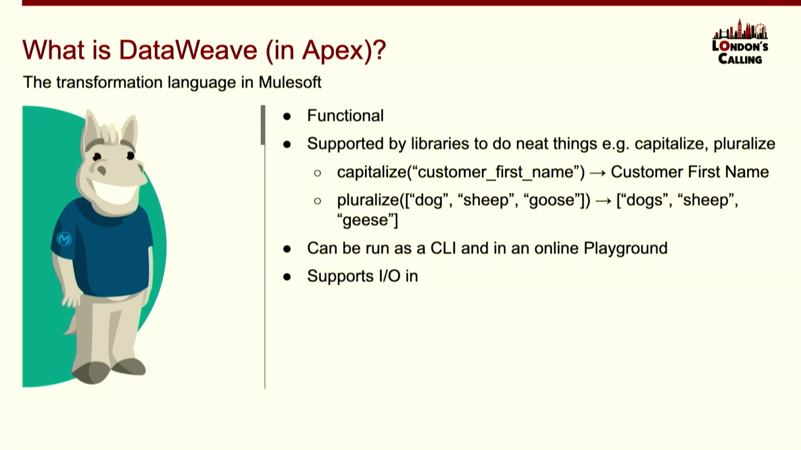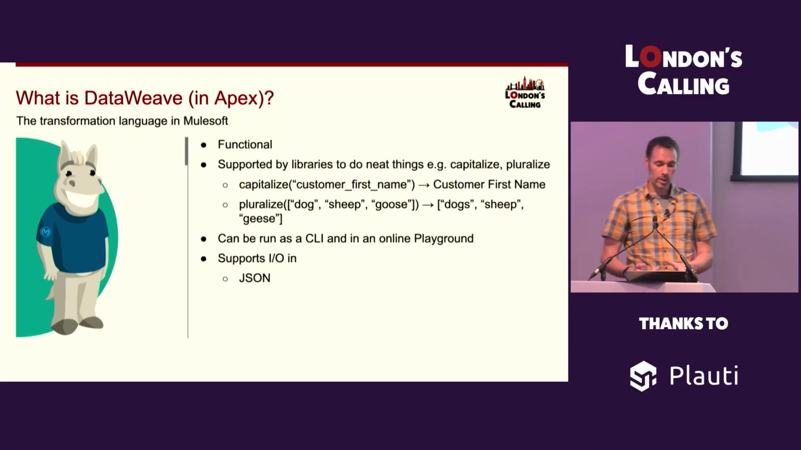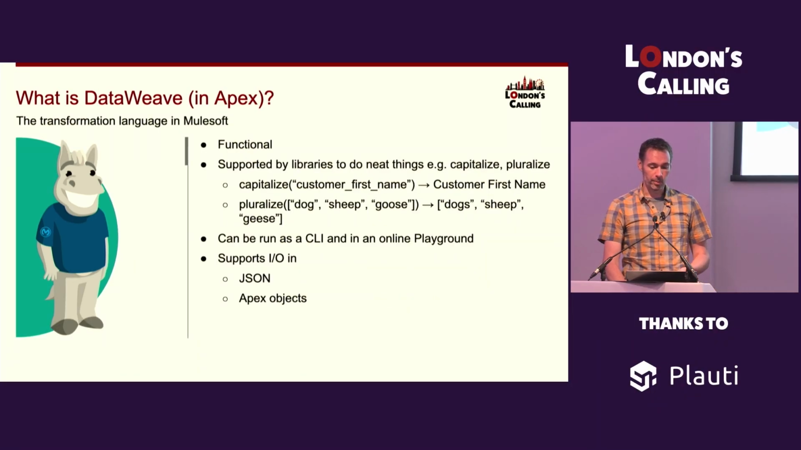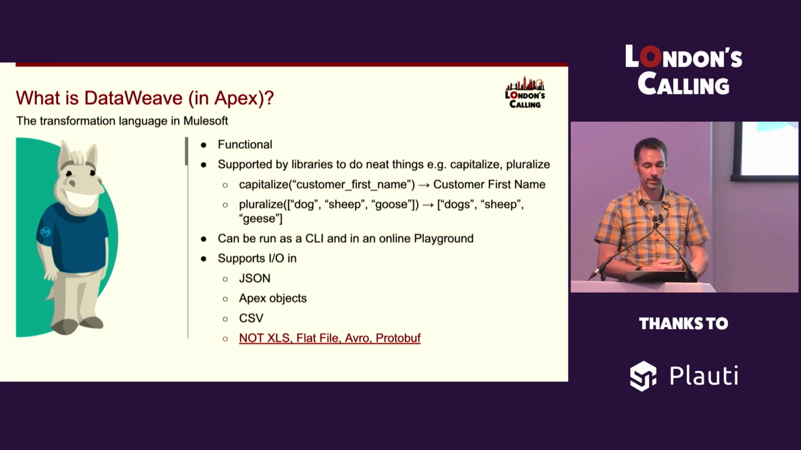It supports I/O in a whole number of formats, and this is one of the things that Apex programmers love about it. So we can work directly with JSON, we can work with Apex objects, so if we have a list of records, we can just send them straight to DataWeave and it can manipulate those, and it can handle CSV files. One thing to note is that DataWeave in Apex doesn't support all the same formats. So it doesn't support Excel and a number of other formats, which would be quite nice if it did.